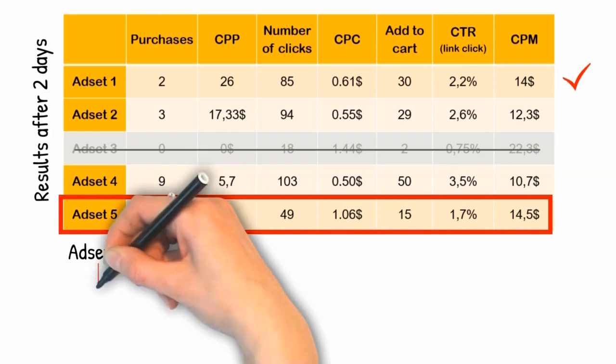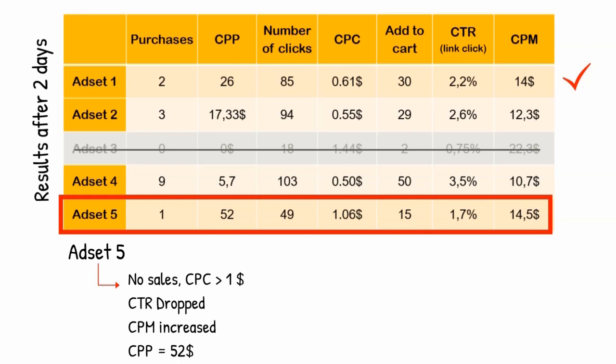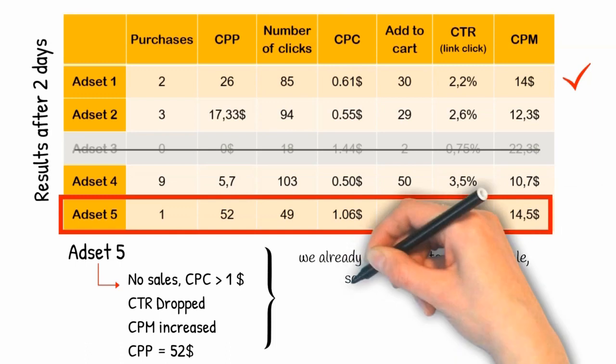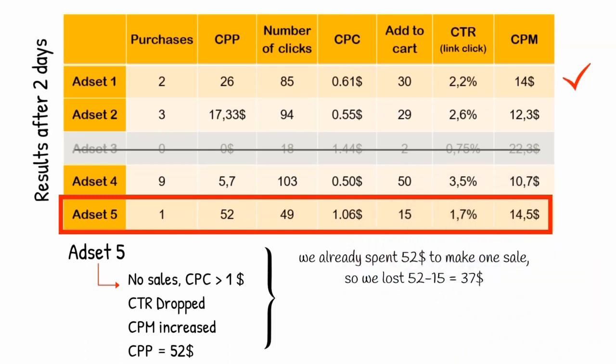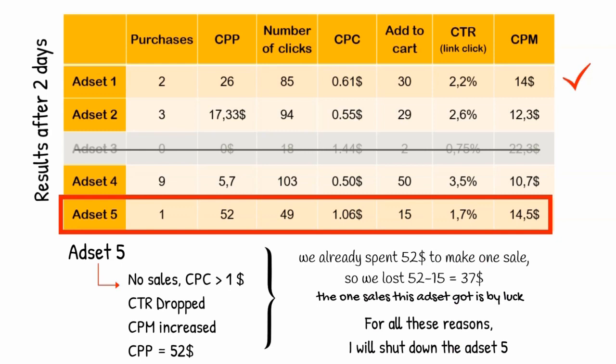Concerning ad set 5, we didn't make any sale in the second day. The CPC is above $1, which is relatively high for products having a $15 margin. The CTR has dropped and the CPM increased. And the most important data is the CPP. We already spent $52 to make one sale, so we lost $37. It seems that the one sale we have made on this ad set was by luck. For all the reasons above, I will shut down the ad set 5.